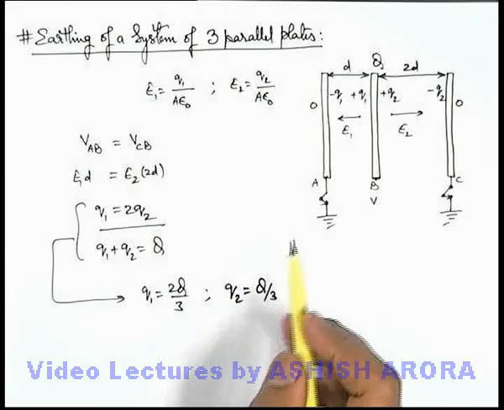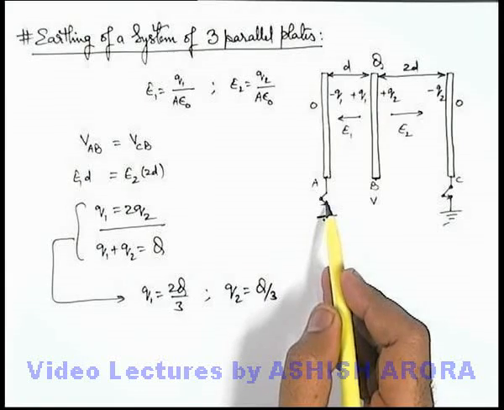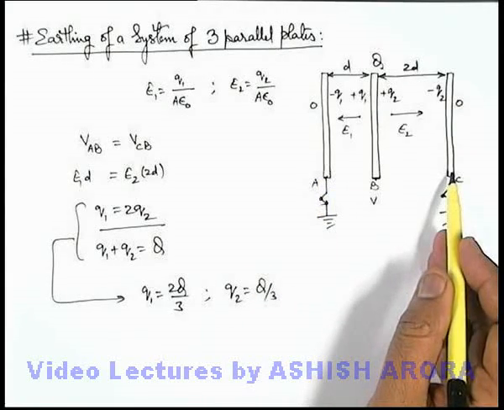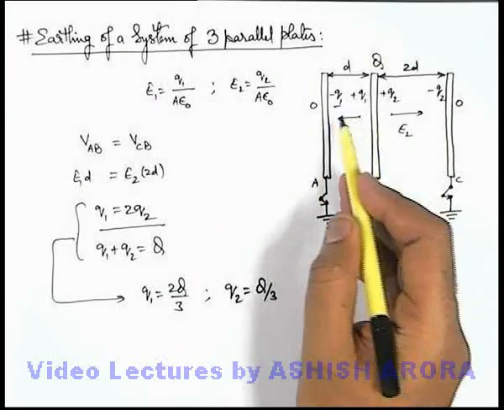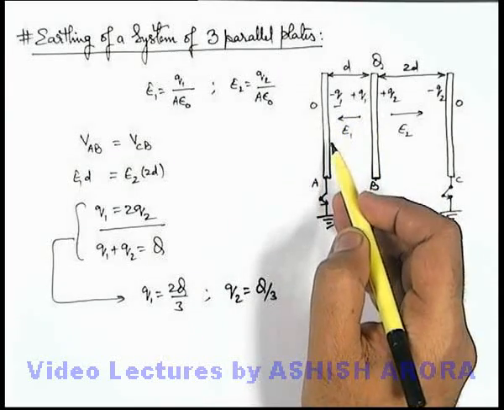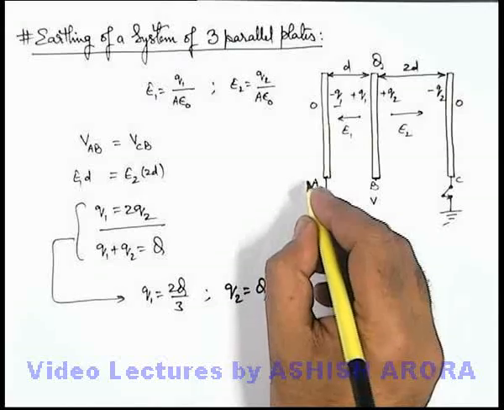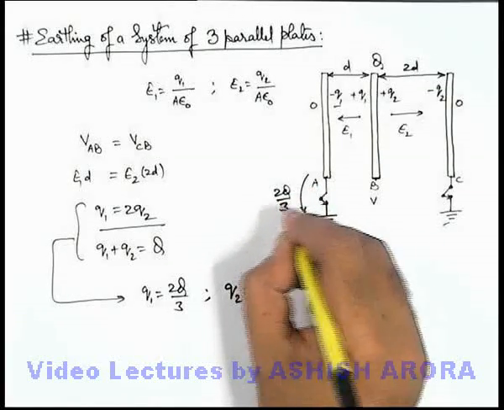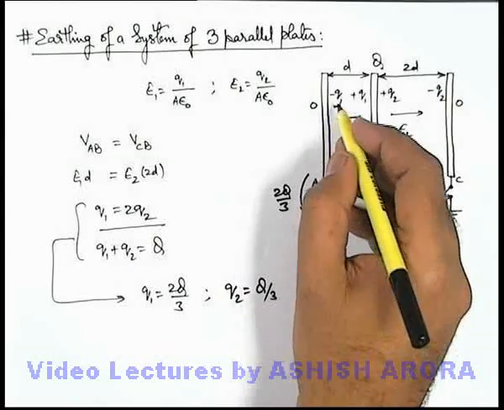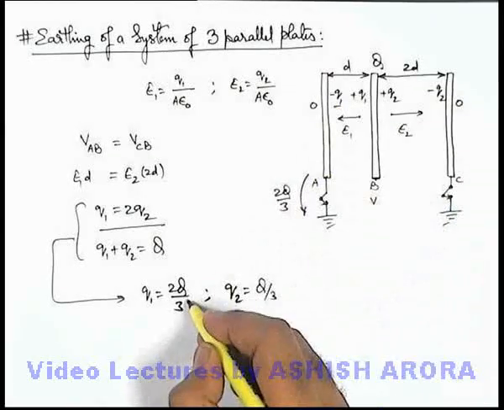That means on connection with earth, as initially plate A and C are uncharged, here we can say the final charge on plate A is minus Q1, which must be supplied by earth. That means on closing the switch, a charge 2Q by 3 is flown from plate to earth. That's why the final charge on plate A is minus 2Q by 3.